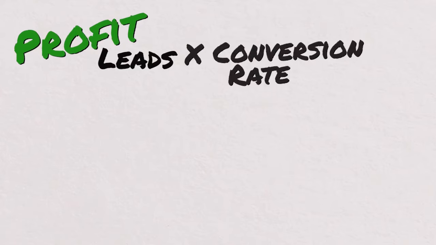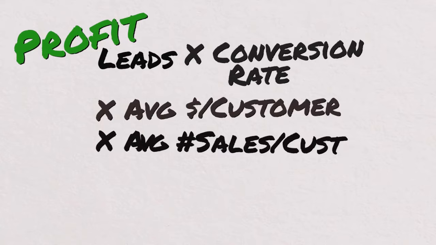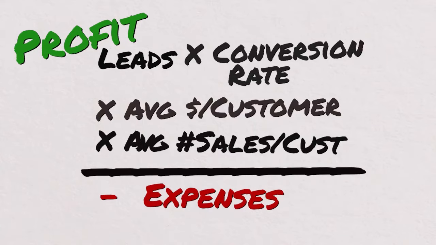Well, I've always come down to this basic formula. You probably heard it before, but it's worth repeating. Leads times conversion rates times average dollars per customer times average number of sales per customer, and then minus your expenses, and that's your profit, right? And I need to know essentially at the front end of that where are the leads coming from, and what is the product that I've got to offer to these people that they really need.